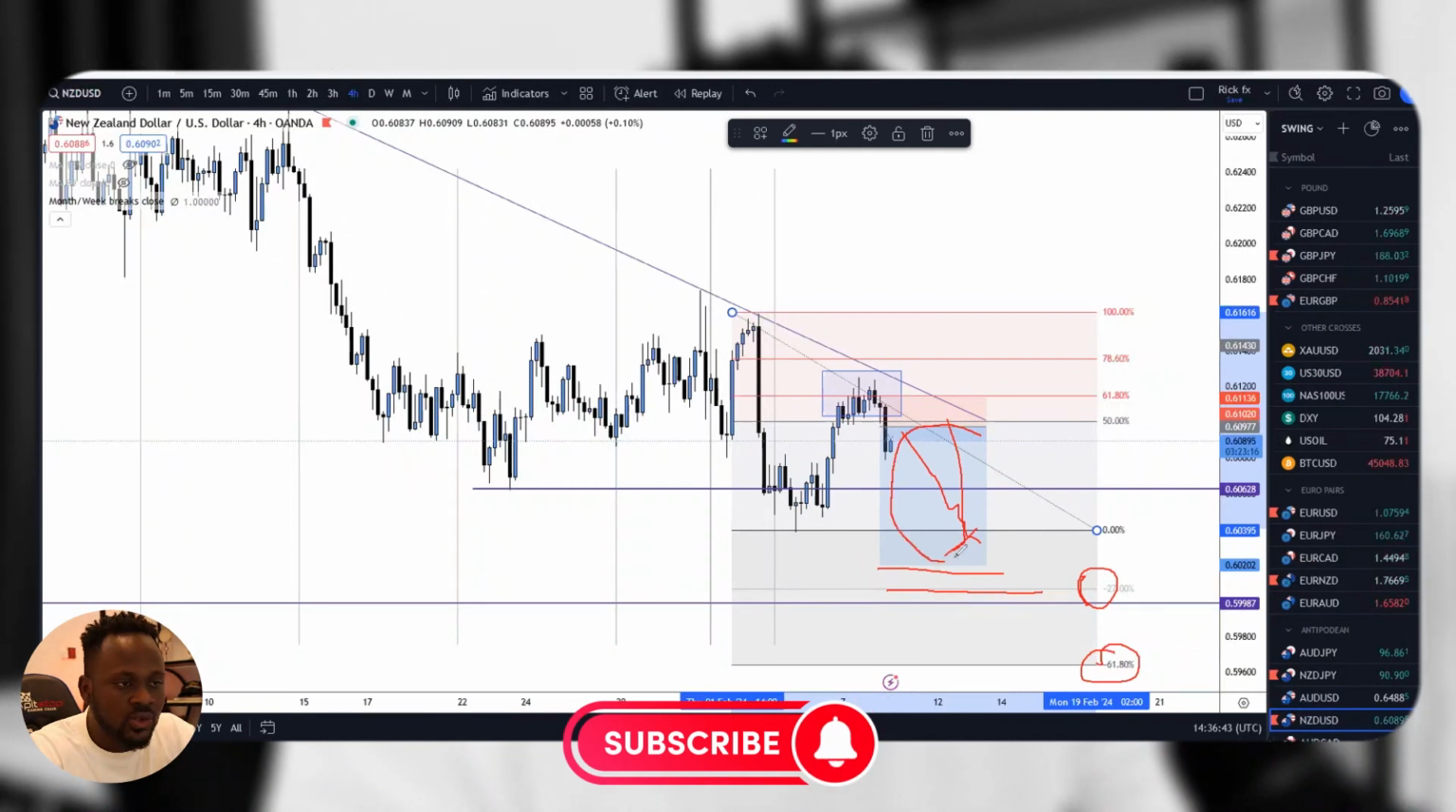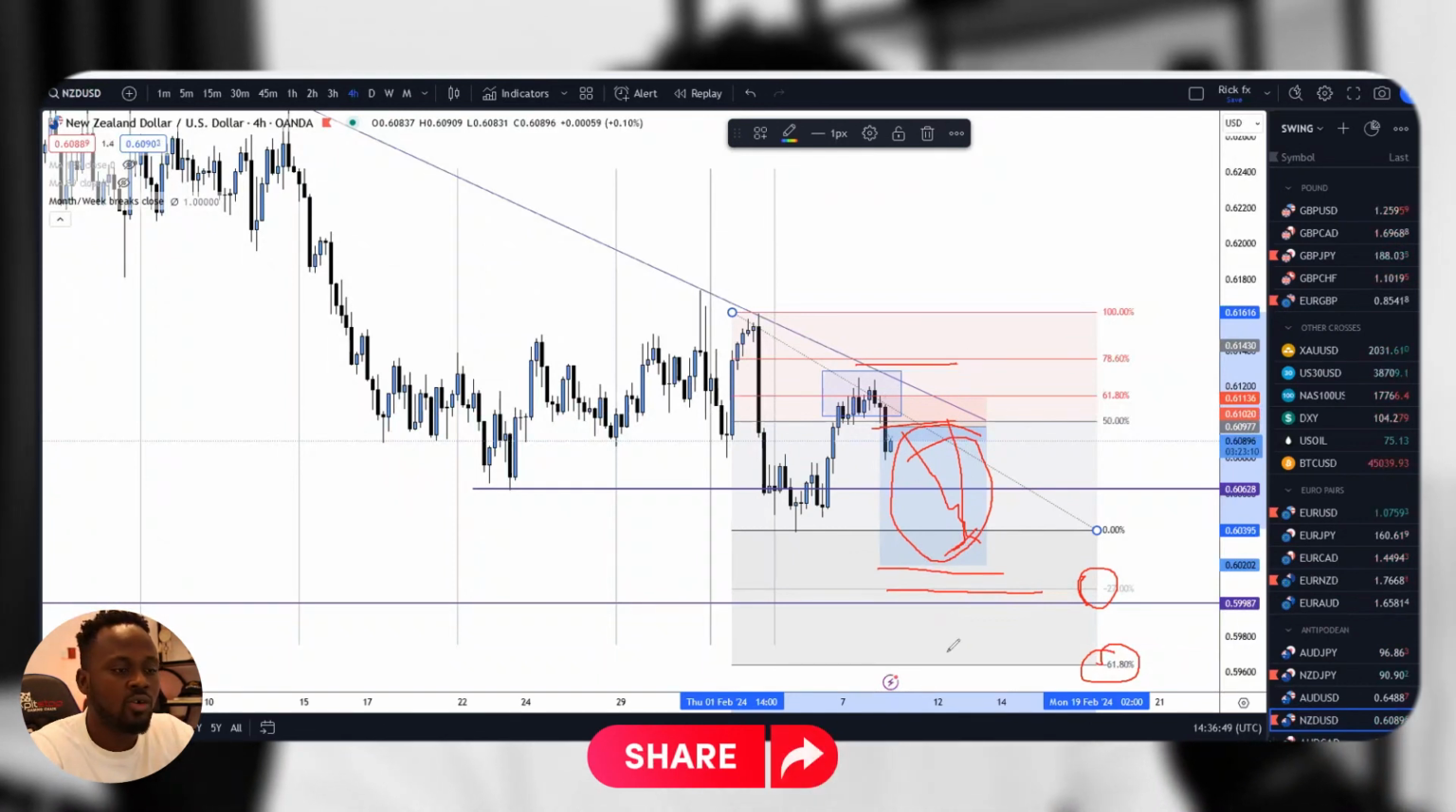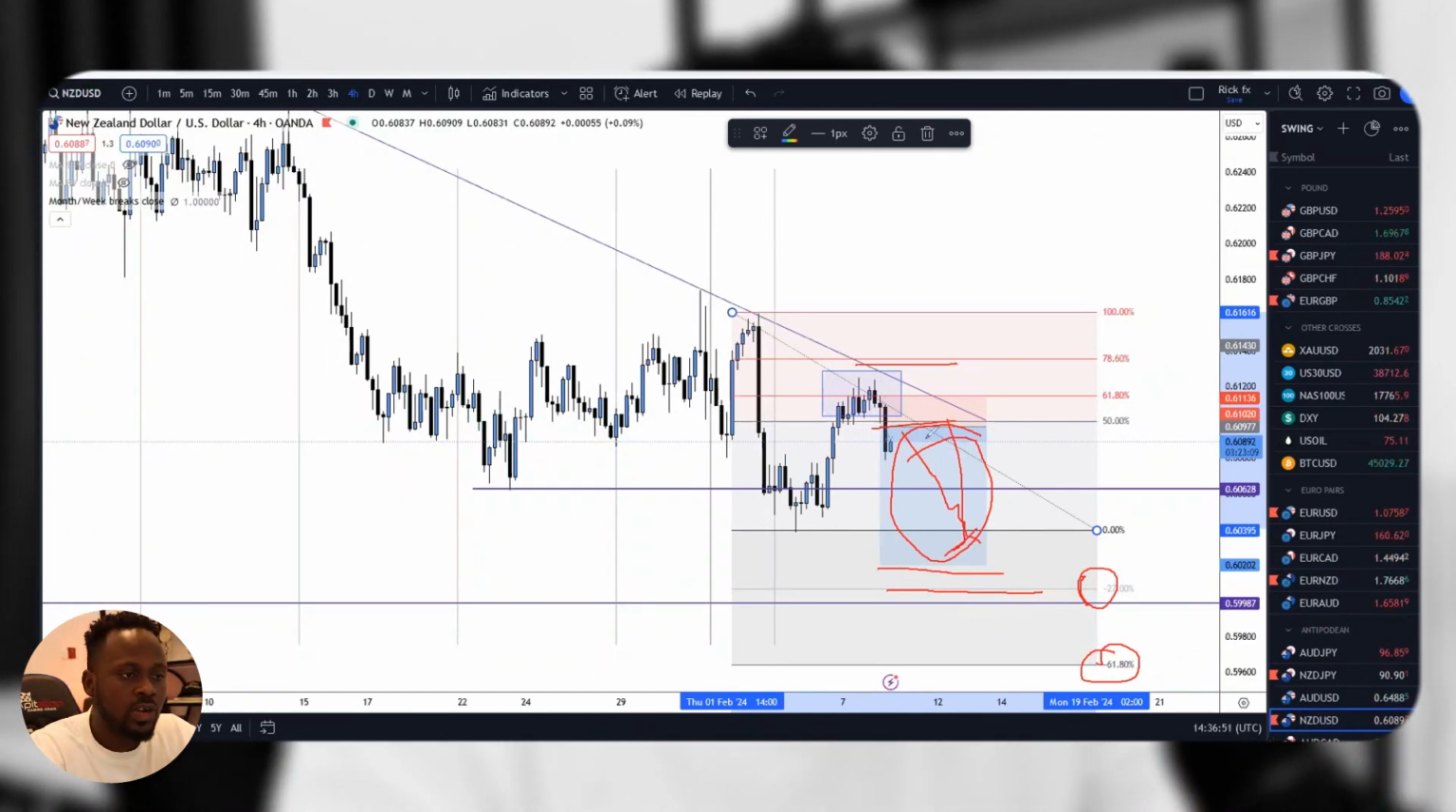This is what I'm interested in. This is where I want to make my money from. So I calculate my lot size based on my risk that is involved, and then I take whatever profits I'm supposed to get from my trade idea.